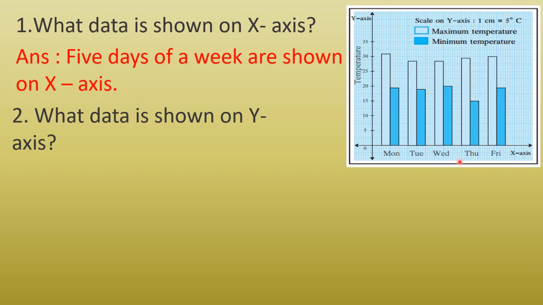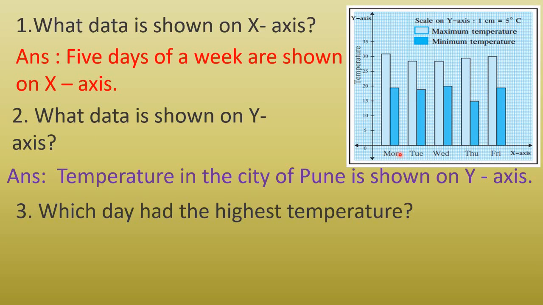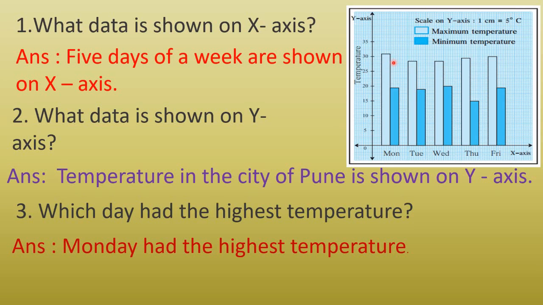Question number 2. What data is shown on the y-axis? On the y-axis, the temperature in the city of Pune is shown. Which day had the highest temperature? So students, from here you can see the highest temperature. So Monday had the highest temperature.